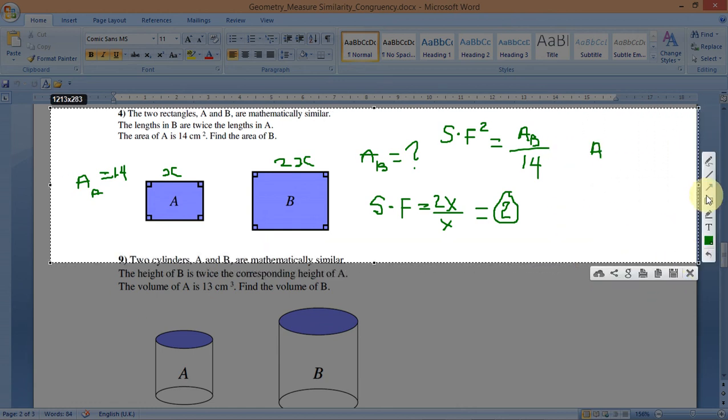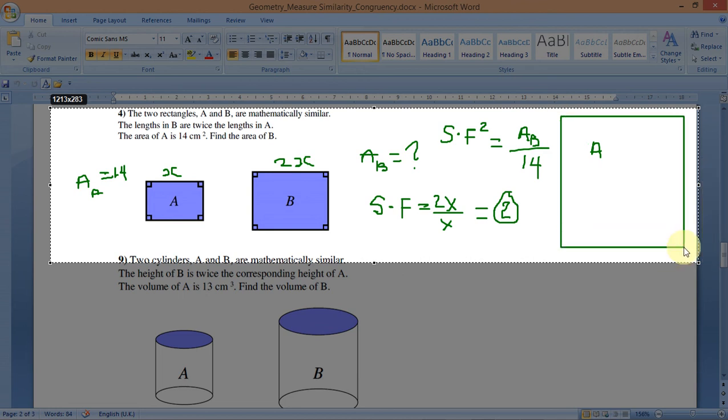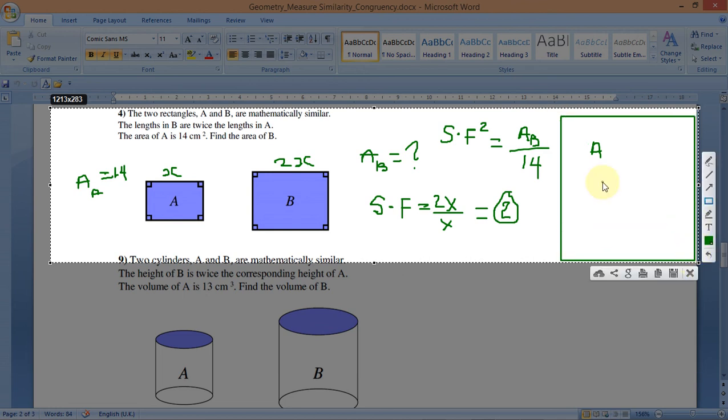Okay, so let me just end it here in this box. So this is the continuation now. Since I'm looking for the area of B, I'm going to use area of B as the subject of the formula. That's why I want to write it on the left hand side. So area of B equals scale factor squared times 14.